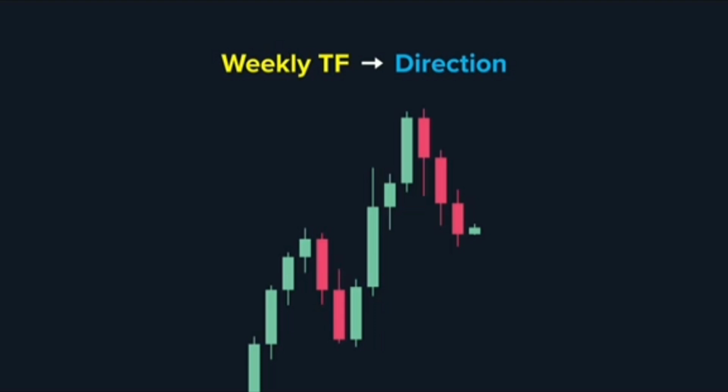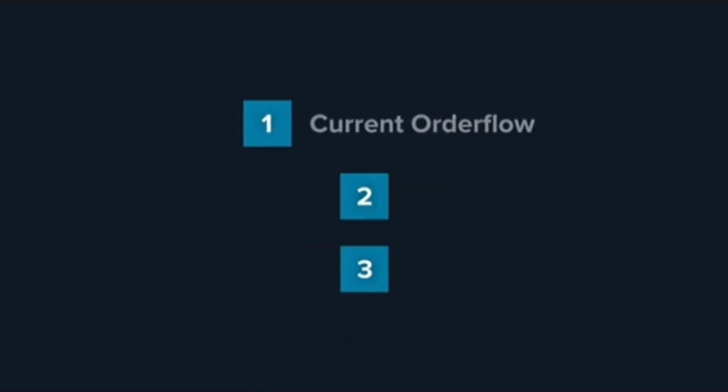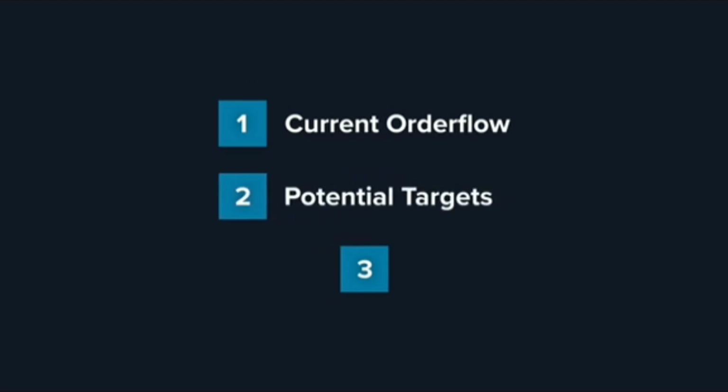So to find out which direction we should be looking to trade, there are 3 steps we need to go through. The first step involves breaking down the current market structure to find the current order flow of the price action. The second step involves identifying the key levels that the market might look to target.